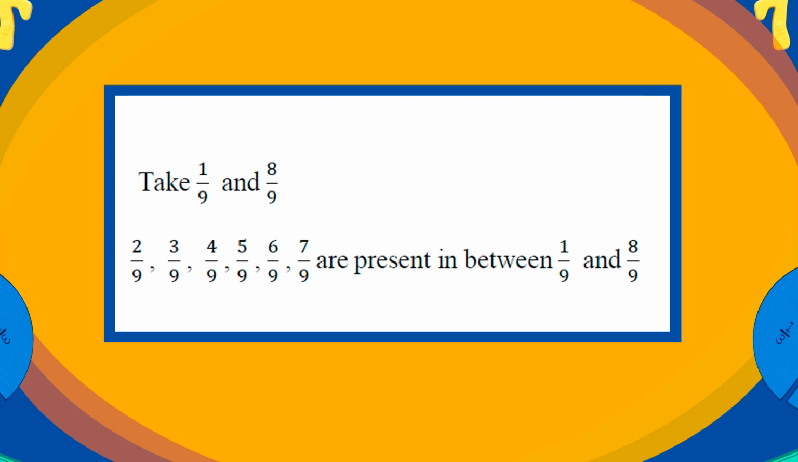Then by increasing the numerator by 1, we get 1 by 9, 2 by 9, 3 by 9, 4 by 9, 5 by 9, 6 by 9 and 7 by 9, such that they all lie between 1 by 9 and 8 by 9.